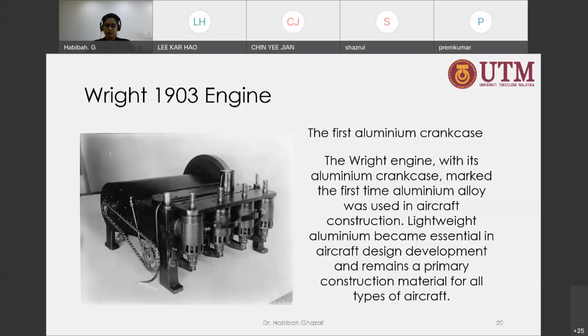So what happened was that once the Wright brothers decided that they would have a powered flight, they did the calculation and mathematically they needed an engine that has 8 horsepower, but with only 91 kilograms. So the weight needed to be as light as possible. This is what their calculation told them. And the usual cast iron metal is going to be very, very heavy. So they needed to use another metal.